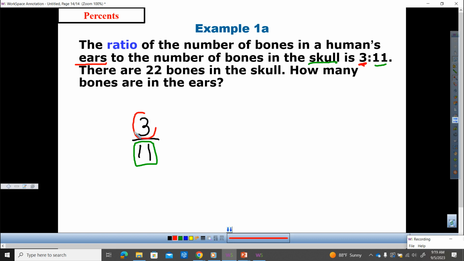Now let me tell you why. Because we need to set up a proportion given the information that they give us. We need to set up a what? Proportion. What is a proportion? A fraction equal to another fraction. So where did we write the bones in the ears? On the numerator. And the bones in the skull? Denominator. So let me continue reading. There are 22 bones in the skull. So where would I write that number? Tell your neighbor, please. Where do I write that number?